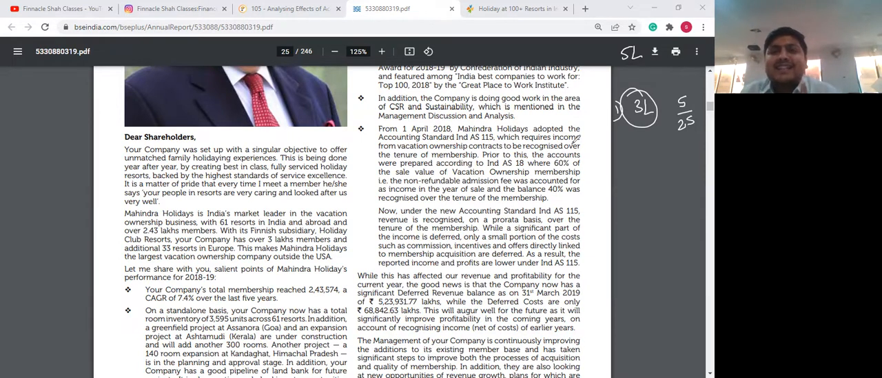Now, imagine an analyst who is just picking revenue figures from, let's say, a secondary source and using it for analysis. He would think that Mahindra Holidays has seen a drop in revenues, which is completely wrong. Because ideally, you should take a revenue figure which is comparable.